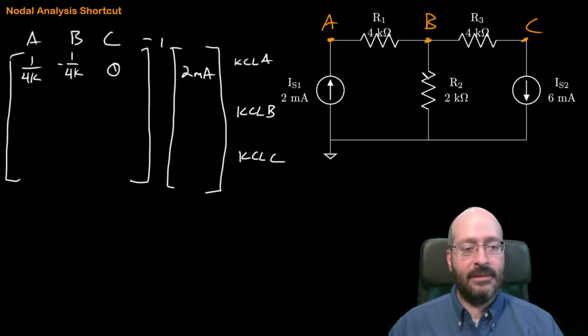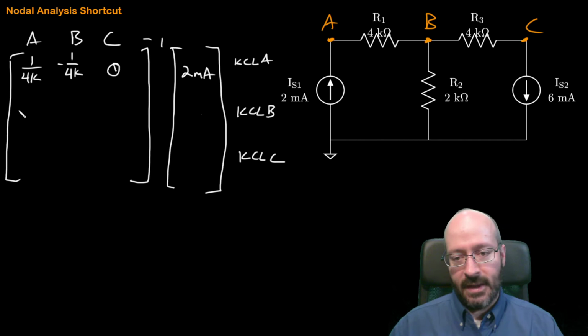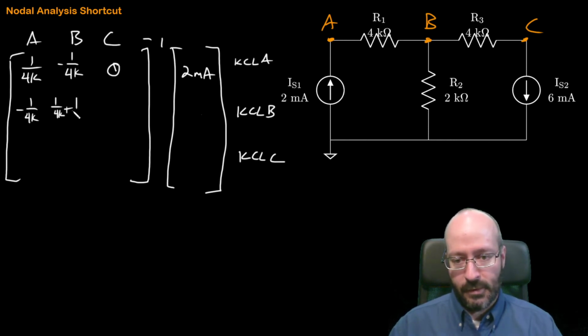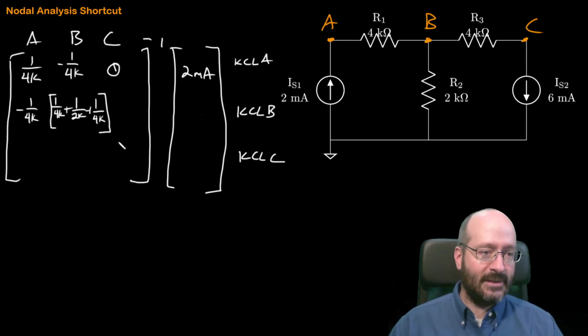Okay, playing the same game for B. What's connected to B that's also connected to A? 4K, so it's negative 1 over 4K. What's connected to B? We got 1 over 4K plus 1 over 2K plus 1 over 4K. I think I squeezed that in. Sorry if it's getting a little hard to read. Hopefully my words help. Okay, that's that center entry.